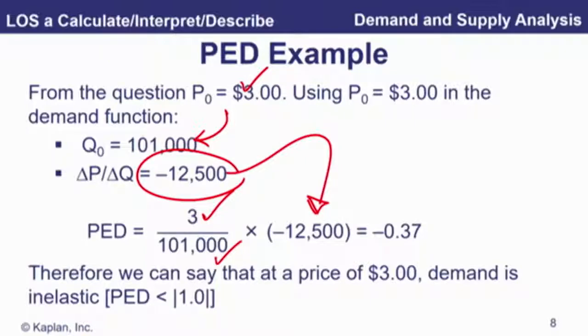In absolute terms, minus 0.37 is less than 1. Hence, we'd say demand is inelastic. Classic question, I would say that as a calculation is pretty straight down the middle, and you want to be fairly comfortable trying to do that. Because it could, as we're about to see, get a little bit more exciting.